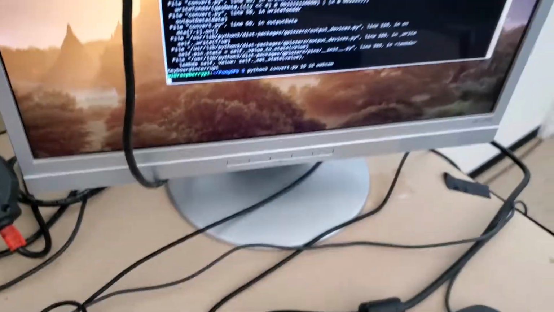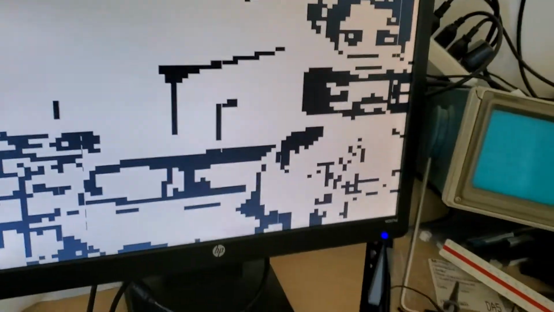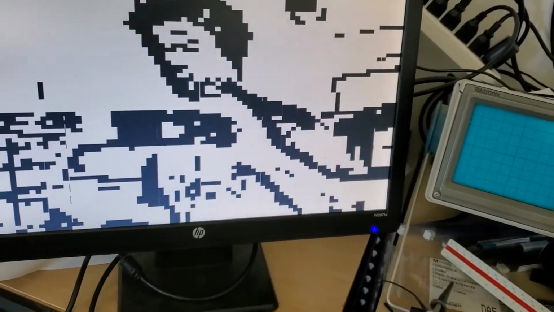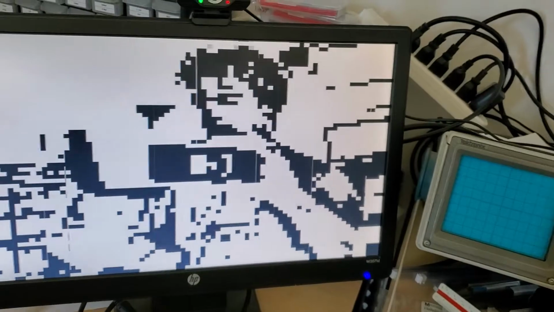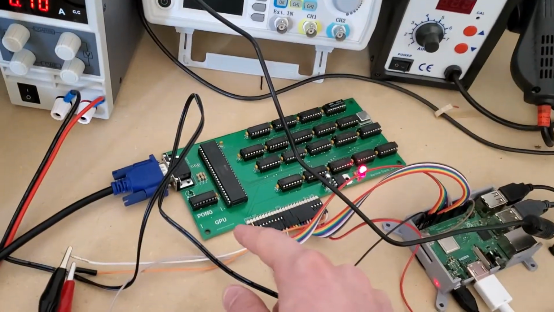And this little OpenCV script basically takes an image from the webcam, reduces it to 80 by 60 and posterizes it. And then after that, it basically just scans through it line by line, pixel by pixel, and then dumps all that data into the frame buffer on the GPU.